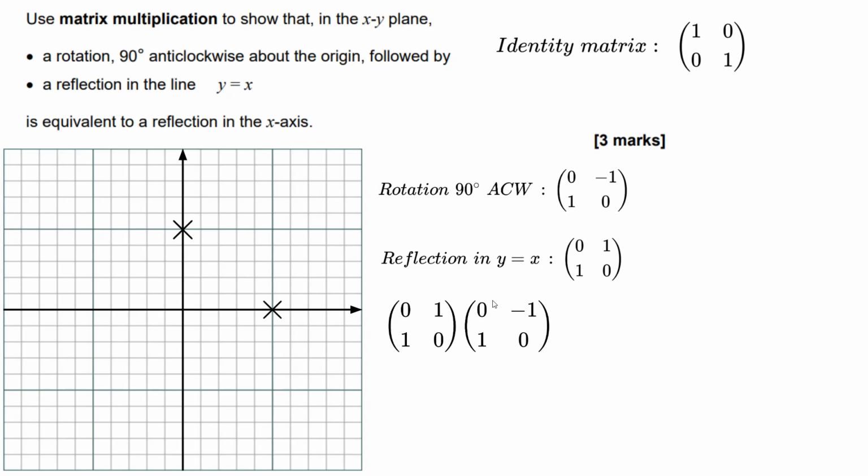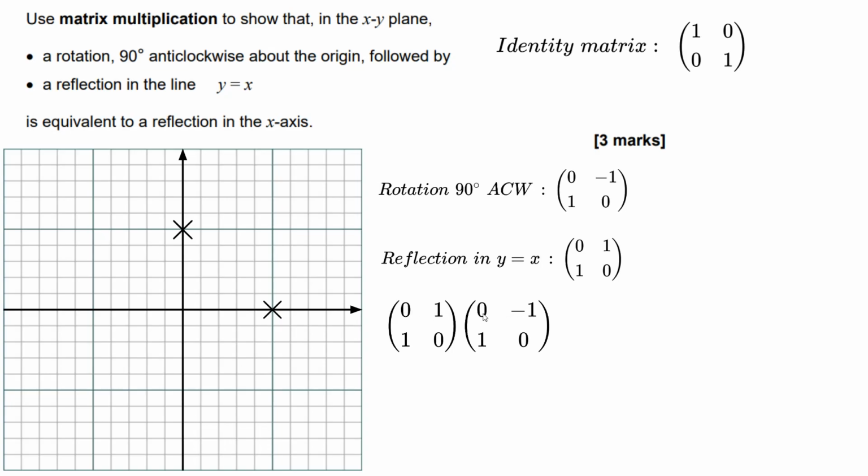If you don't know how to do matrix multiplication, then I might make a video on it. But basically it's the first row multiplied by the first column, and then the second row multiplied by the second column. Sorry, it's first row by first column, first row by second column, second row by first column, second row by second column.